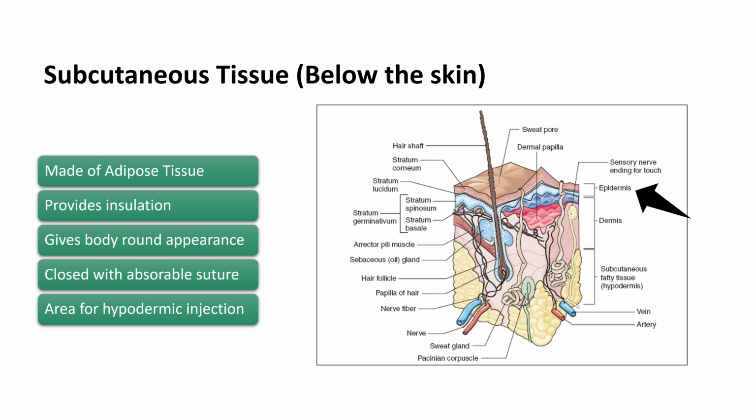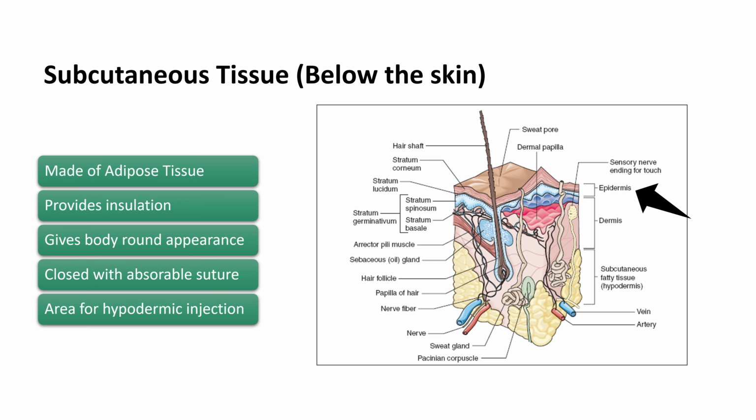Because of good blood supply, it is surgically closed with an absorbable suture. It provides an area for hypodermic injection of medication intended to be absorbed slowly. And again, this is your subcutaneous tissue below the skin.